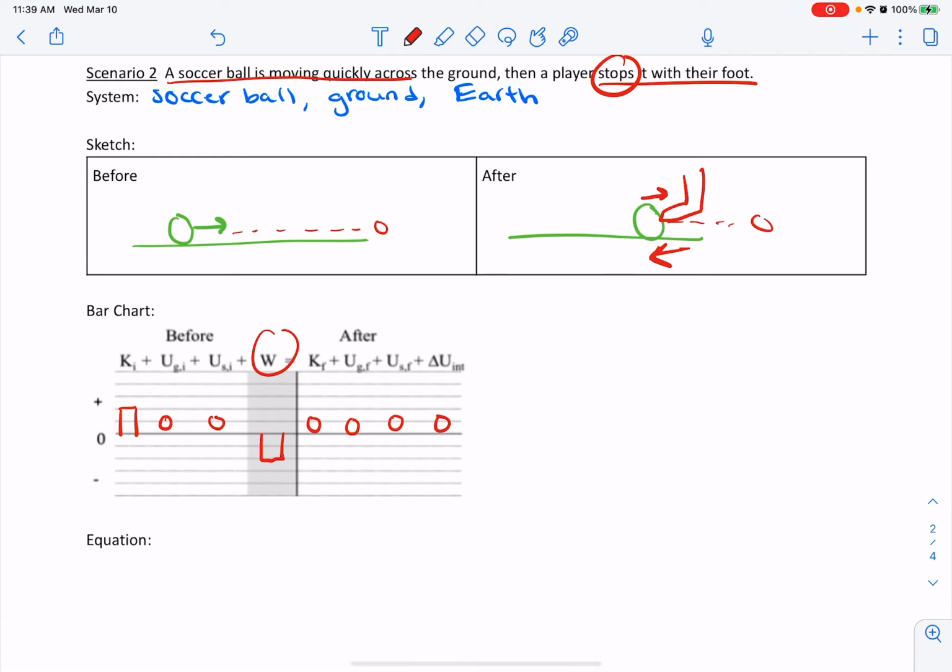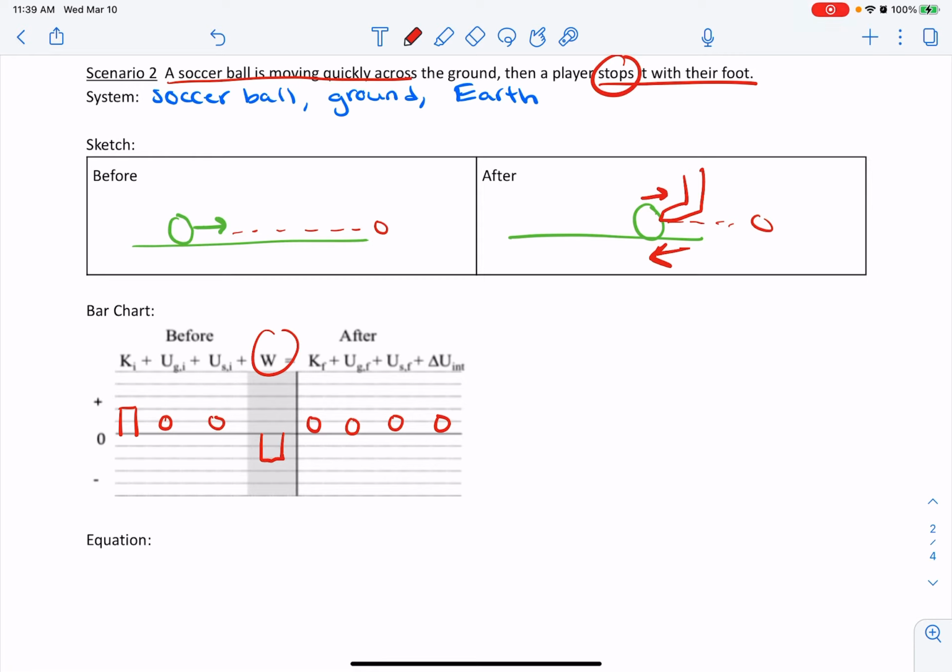And then I'm going to say it has no internal energy because there was nothing about warming up or cooling down. It did stop, but it wasn't due to a frictional force. It was due to that foot, which is external to the system. Okay? If we had just had the rolling ball come to a stop because of the friction, if we included the ground in our system, then we would have an internal energy. But it was a person that stops it, and that person is external of our system.